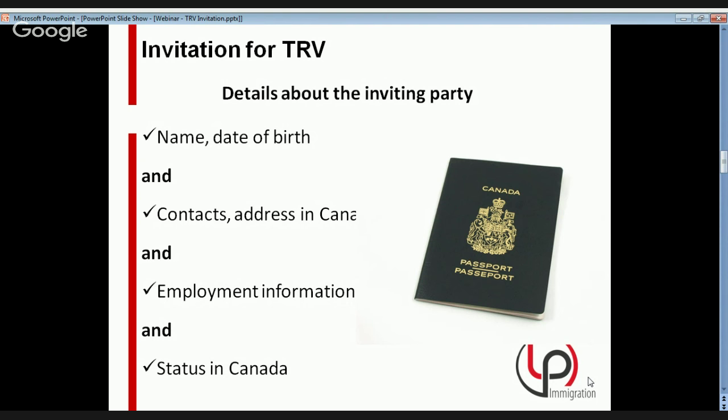Of course, last but not least, the inviting party's status in Canada, whether he or she is a Canadian citizen or a permanent resident or a foreign student or a temporary foreign worker. This all has to be supported by an appropriate document. Just make sure that you include a copy of a Canadian passport or of a PR card or a copy of a study or work permit, if that is applicable. Just remember, only a person residing in Canada legally can invite a guest from abroad.